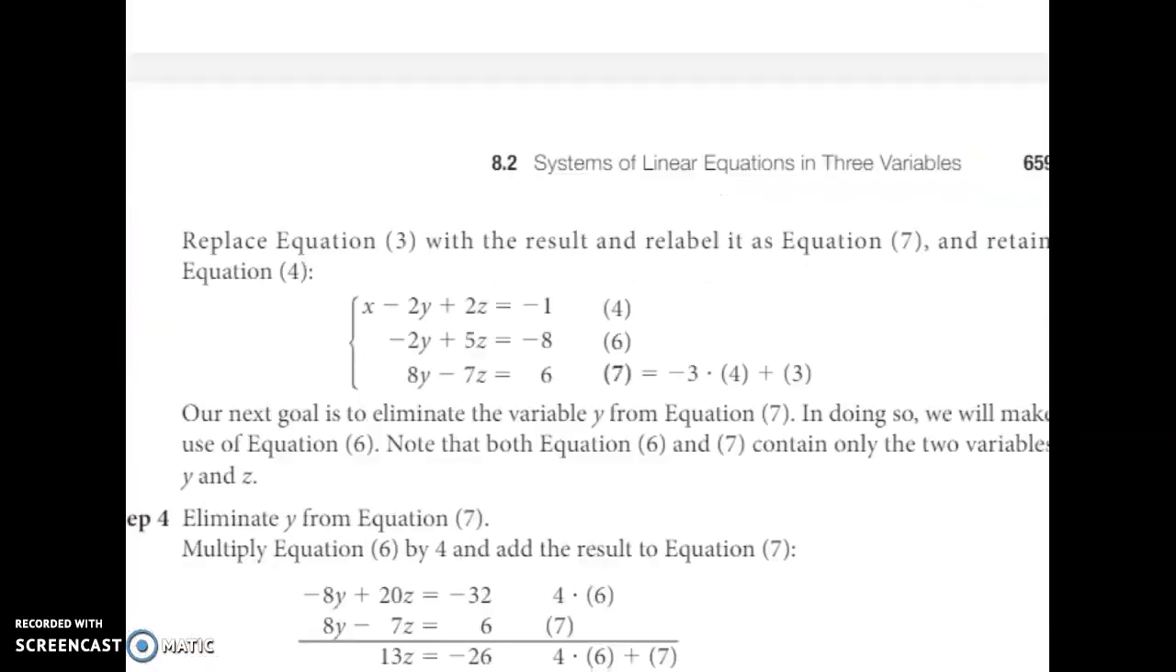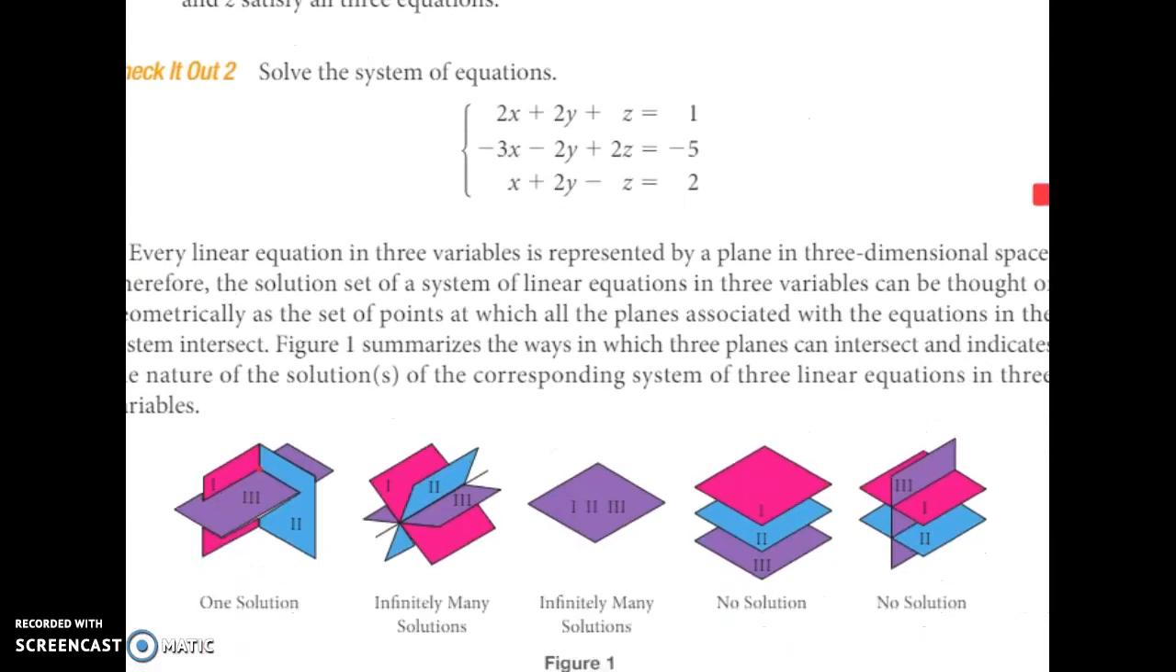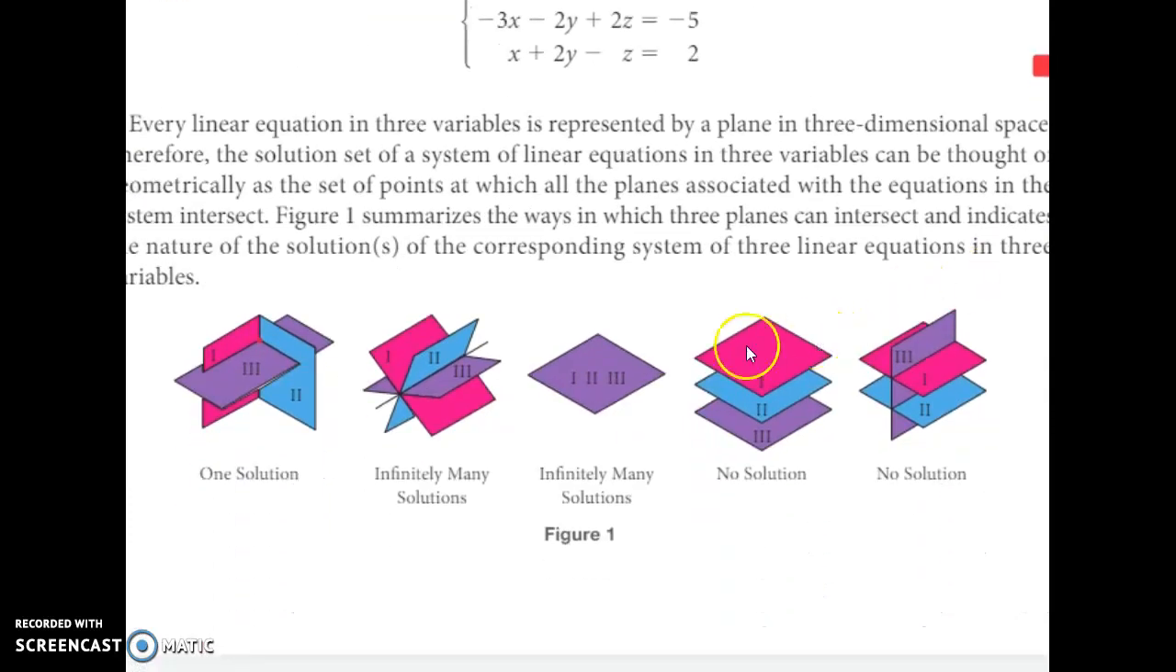Well, I'm going to scroll all the way down here. Those are not straight lines anymore. Instead, what they are are planes. They're not square, but they're infinitely long or wide. So these are in three dimensions.